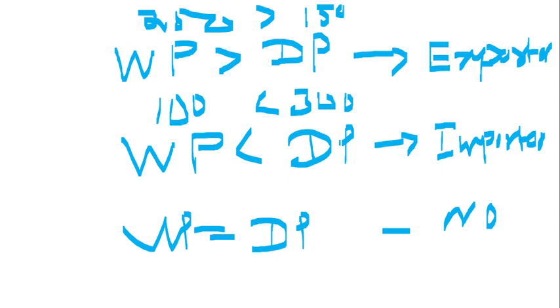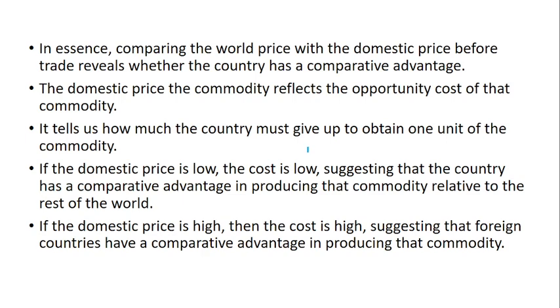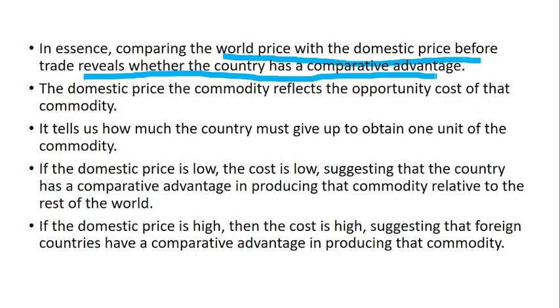And so long as the world price is greater than domestic price, the country will be exporting, and so long as the world price is less than domestic price, the country will be importing. Then in a sense, comparing the world price with domestic price before trade reveals whether the country has comparative advantage or not. See, the domestic price of the commodity reflects the opportunity cost of the commodity, simply the cost of the commodity. It tells how much the country must give up to obtain 1 unit of the commodity.